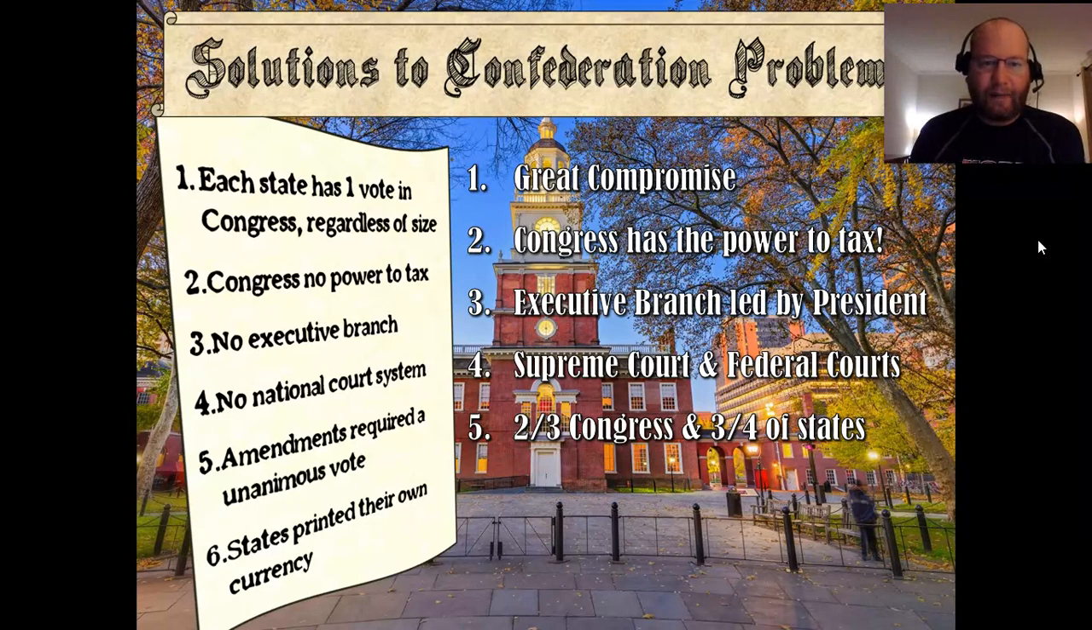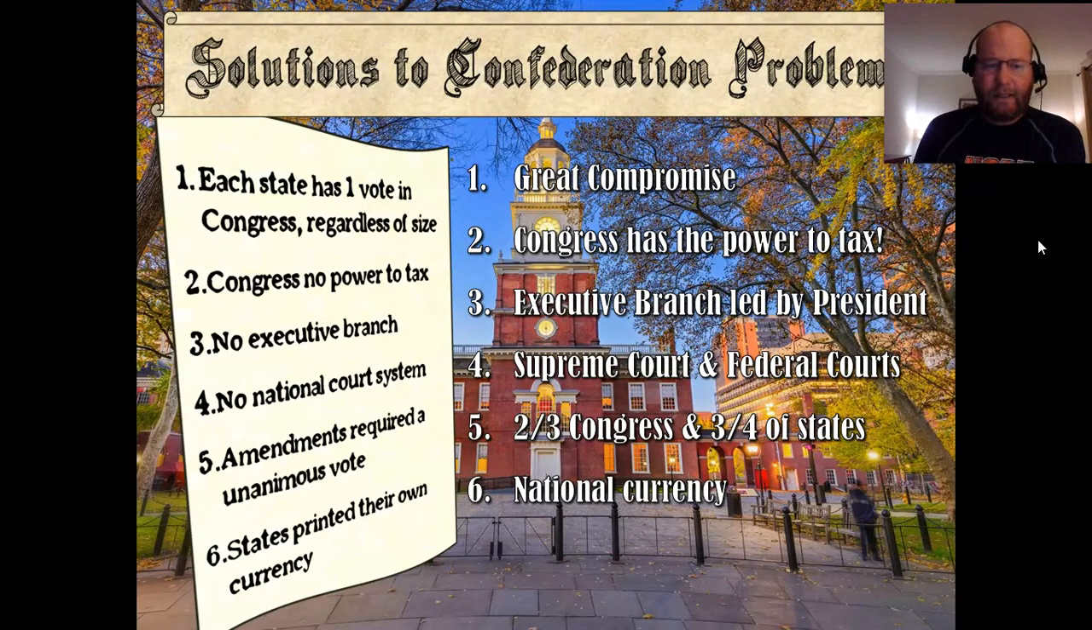The fifth problem with the Articles of Confederation was that amendments required that all 13 states say yes. That was never going to happen. It's so hard to get 13 people to agree on anything. Now, with this new Constitution, it required that 2/3 of Congress or 3/4 of the states agree to pass a change or an amendment to the Constitution. So it's still tough to do. They don't want the Constitution being changed willy-nilly all the time, but it's easier to make changes.